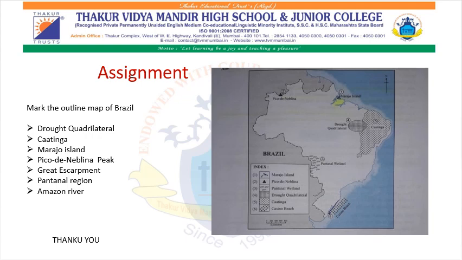Now today's assignment for you is, you are going to mark the following details on the outline map of Brazil. That is the drought quadrilateral, Caatinga, Marajó Island, Pico da Neblina Peak, Great Escarpment, Pantanal region and Amazon River.